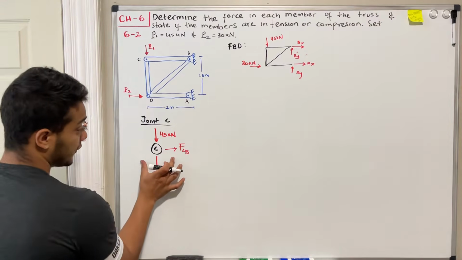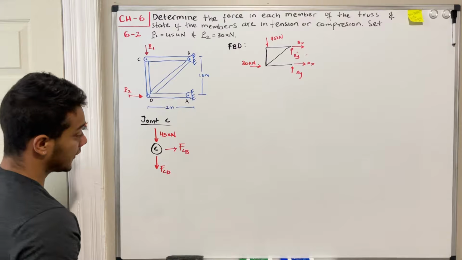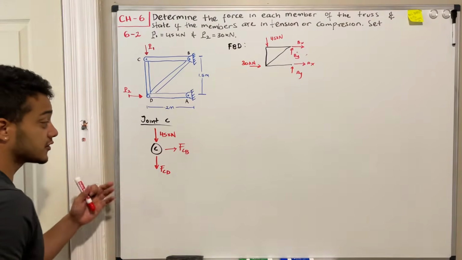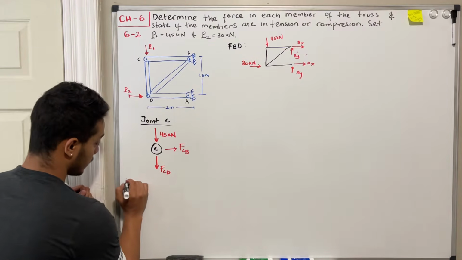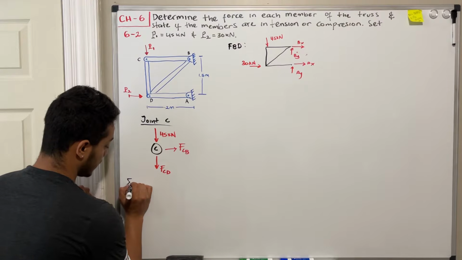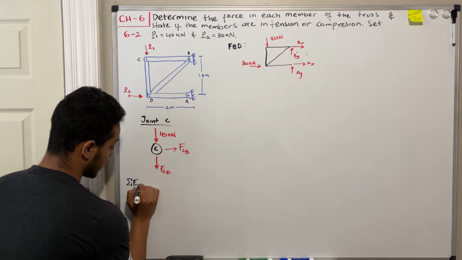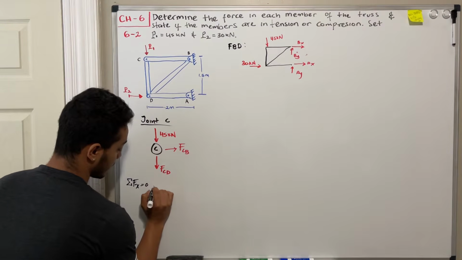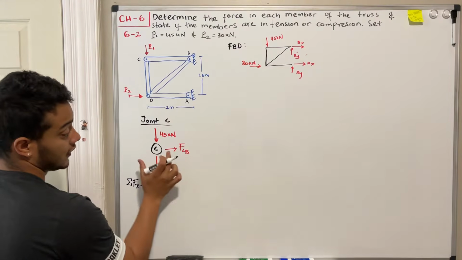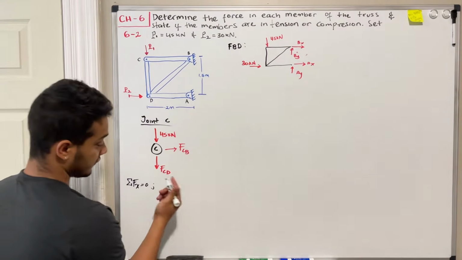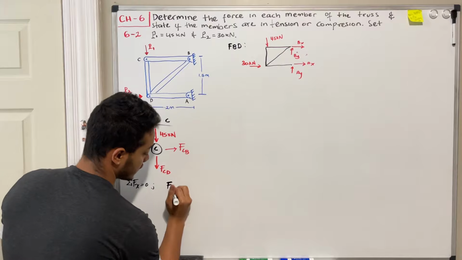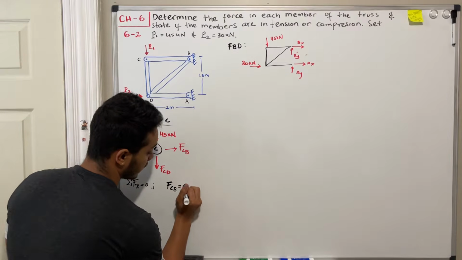Now that we have the free body diagram, we start doing the equilibrium forces. So we start with the summation of forces in the x direction. That should be equal to 0. Okay, what do we have? In here, we only got force CB. Therefore, my force CB should be equal to 0.